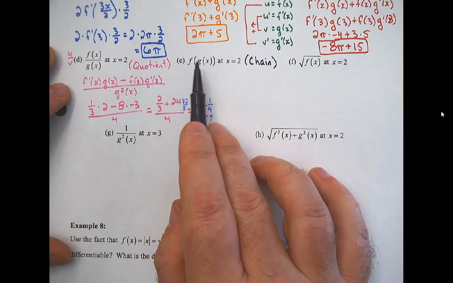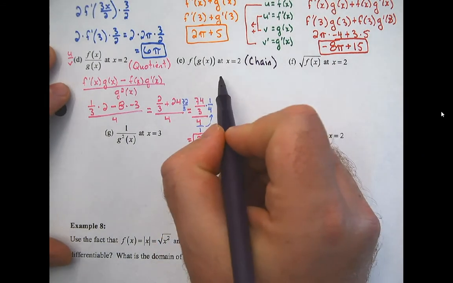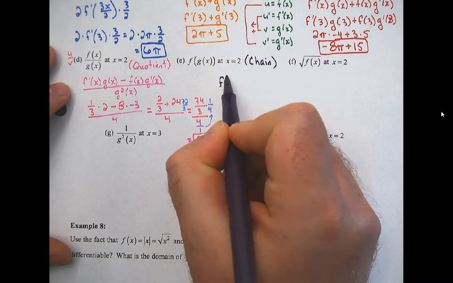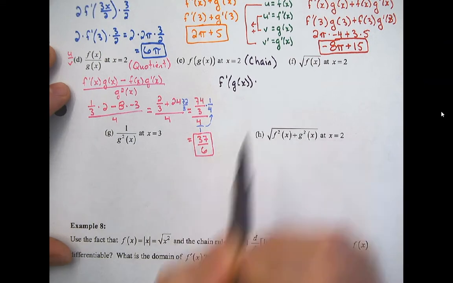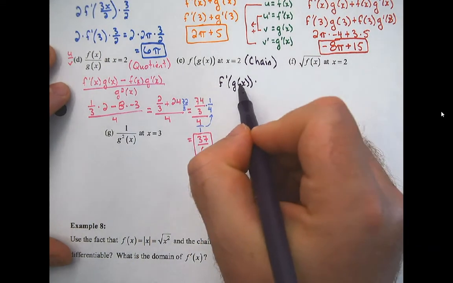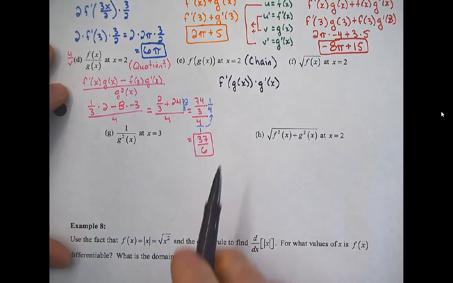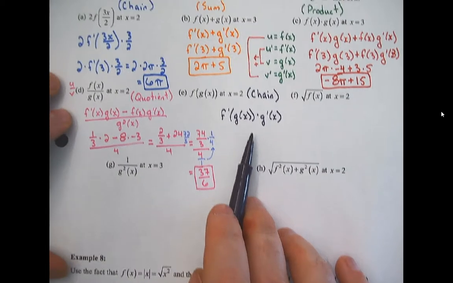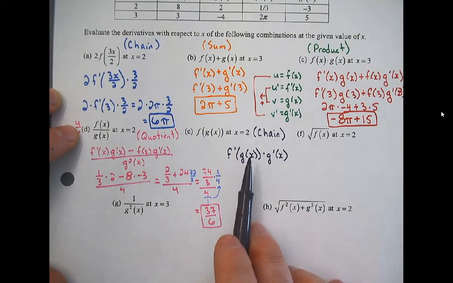So who's my outside function? My outside function is f of something. So the derivative of f of something is f prime of something. Because I said something, I still need to do some deriving. So now I'm going to derive the inside. The derivative of g is g prime. Now here, I can't quite do the rest of this in my head. Maybe you can. But actually, maybe we can. So I'm going to put 2 in here.